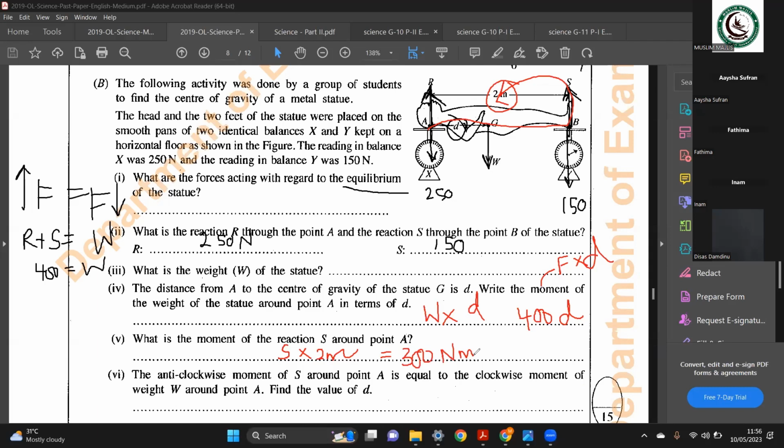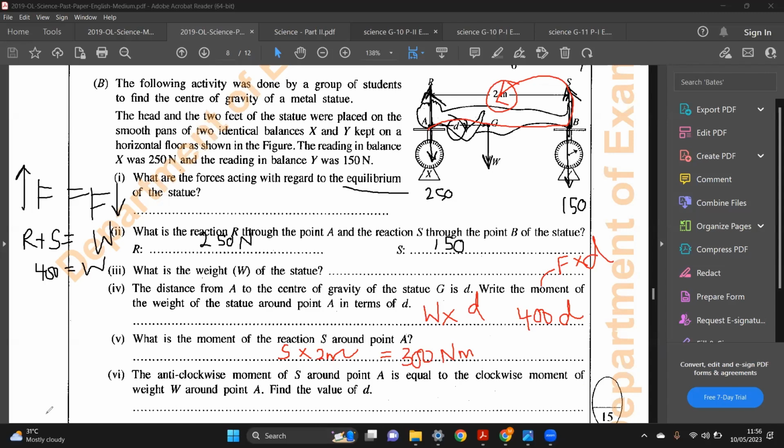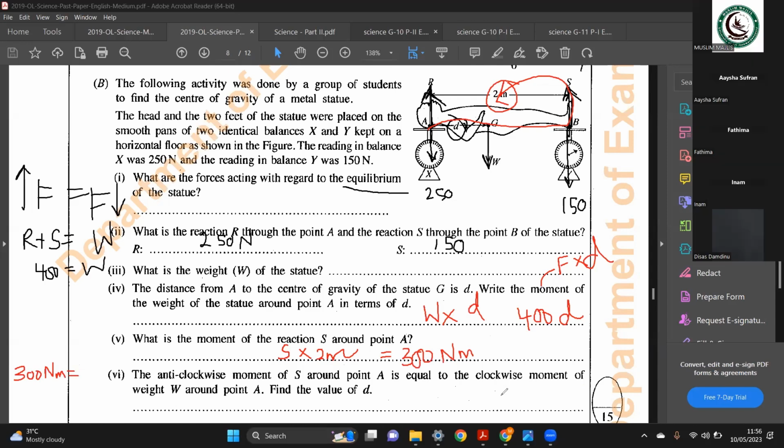Then Roman number 6, it says the anti-clockwise moment of S around point A, that is 300, what we just found in the previous question, is equal. So let me immediately write it down. 300 Newton meters is equal to the clockwise moment of weight W around A. So they're talking about, let me erase all this and show you. Anti-clockwise moment of S is from here to here. So anti-clockwise it will travel. Clockwise moment is from here to here. Okay, so these two are going to be equal.